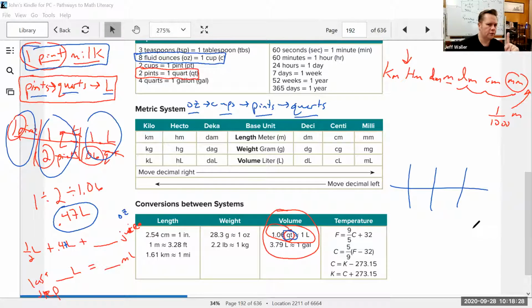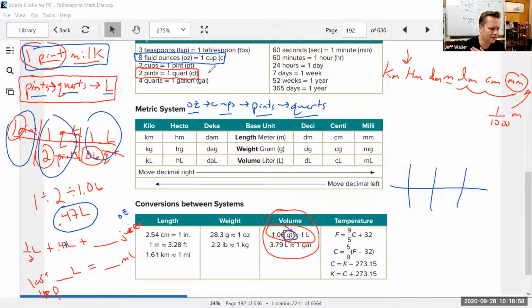But one little thing I want to suggest is, you ready? If 2 cups is 1 pint and 2 pints is 1 quart, how many cups to make a quart? So 2 cups to make 1 pint, 2 pints to make 1 quart. Can you just see how many cups it takes to make a quart? 2 cups to make 1 pint, and then 2 pints to make 1 quart.